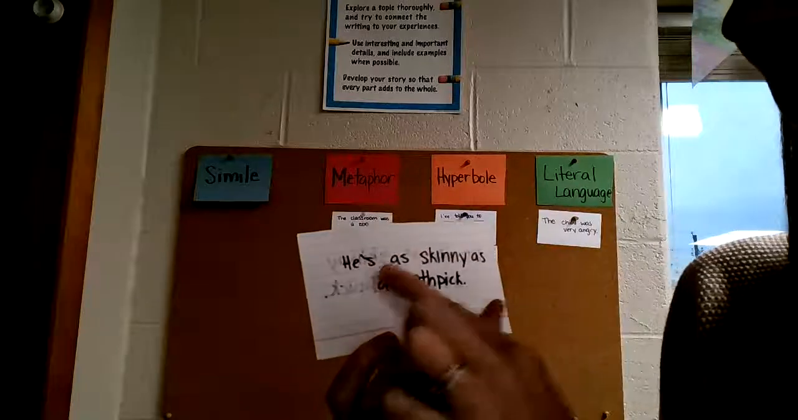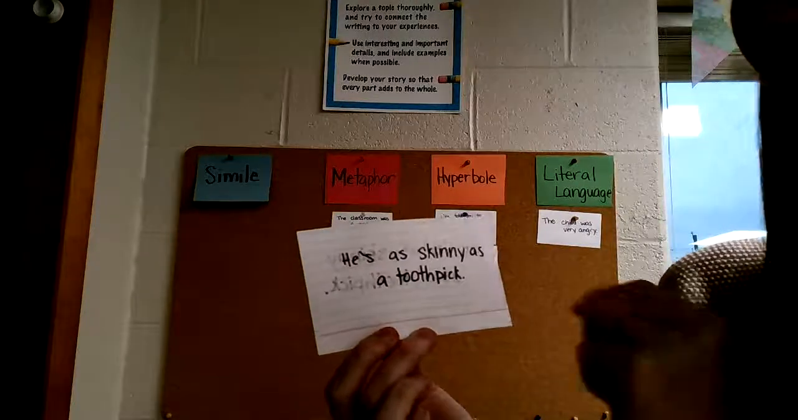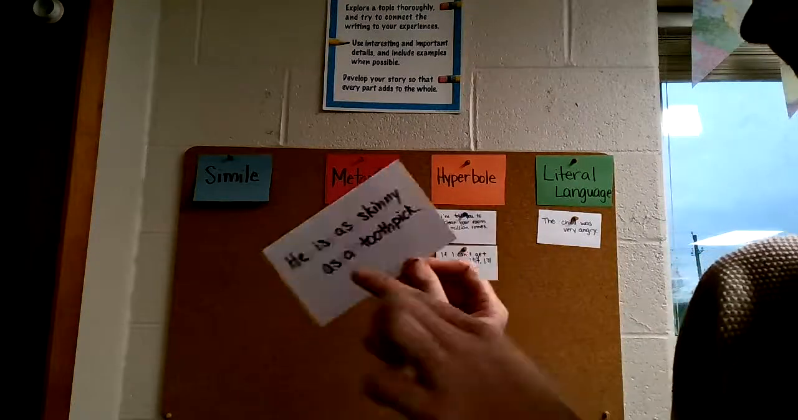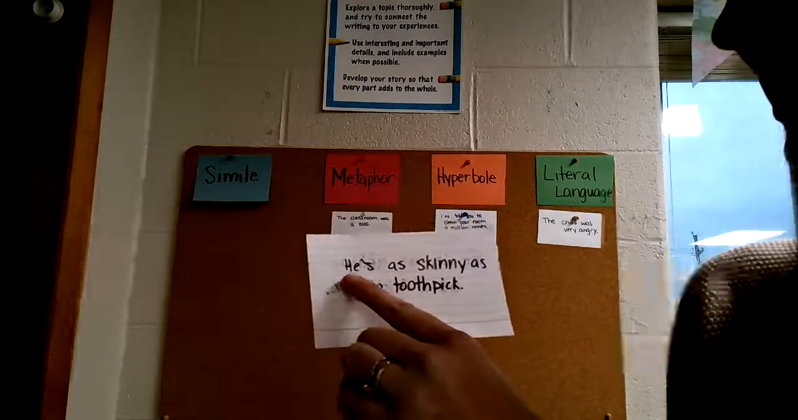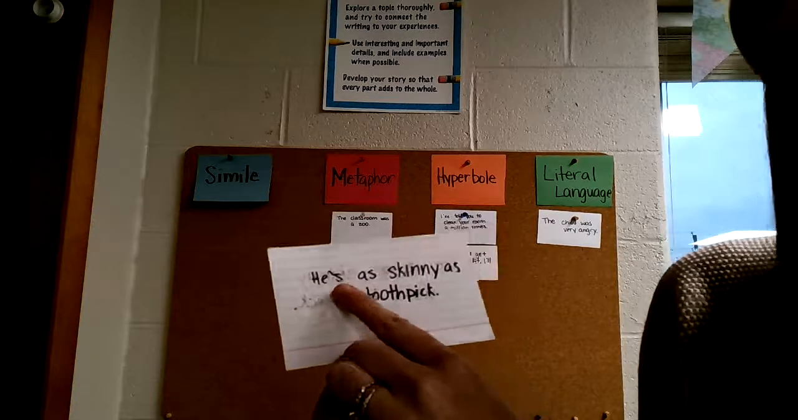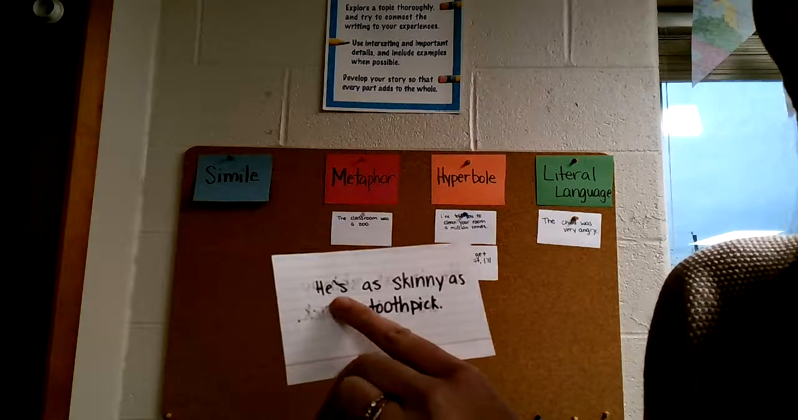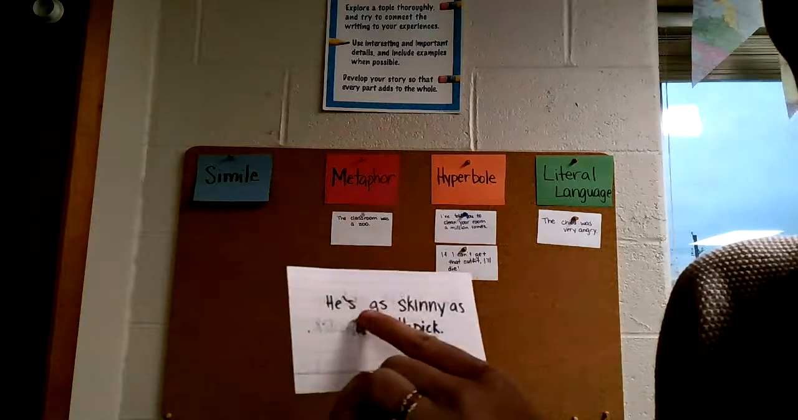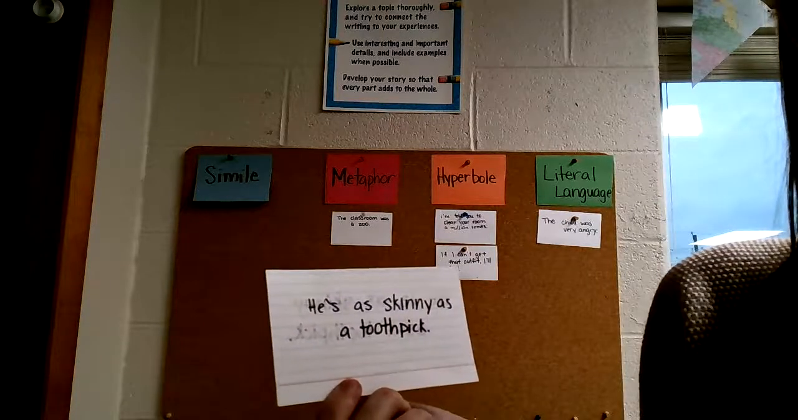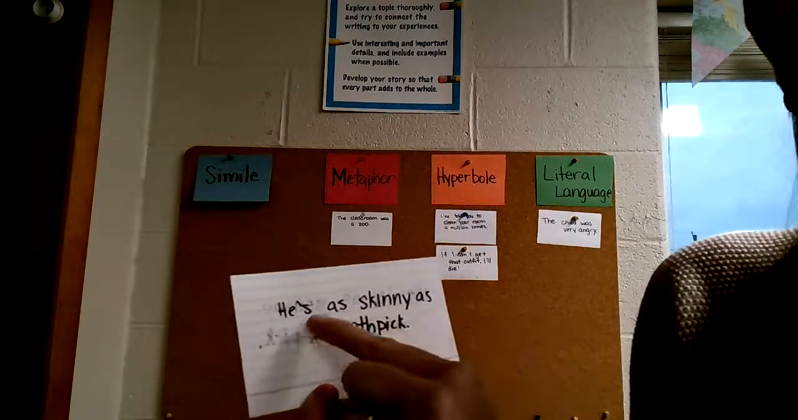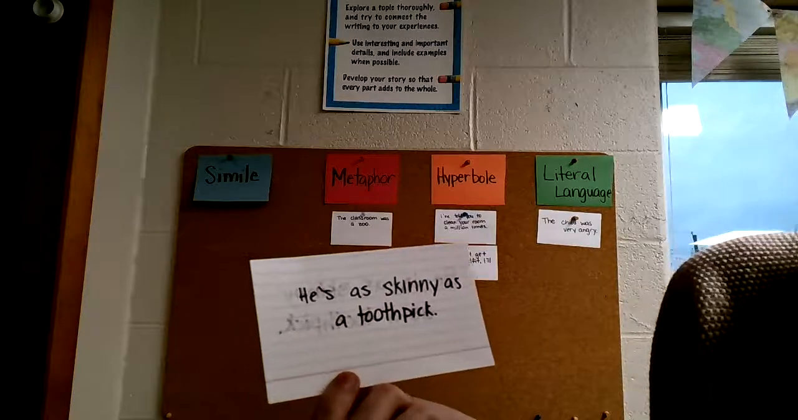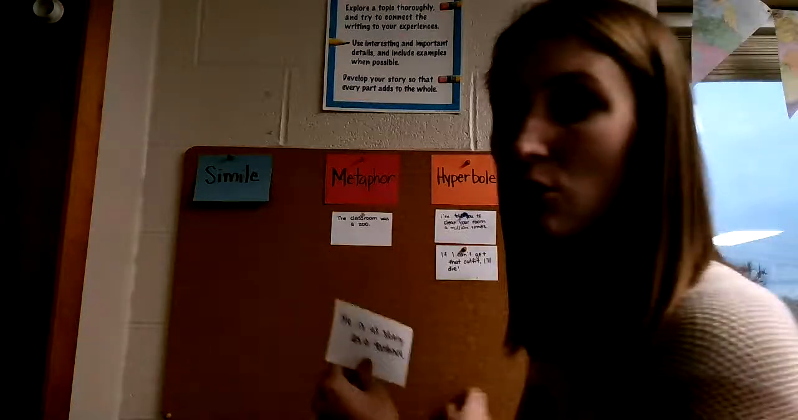But I did want to show you on the back here, I wrote, he's as skinny as a toothpick. This means the same thing. I changed he is to he's. If you see contractions like this, apostrophe S, that in this case means he is as skinny as a toothpick. So even though we don't see the word is, we know it's there because of that apostrophe S. So again, this is going to go with simile.